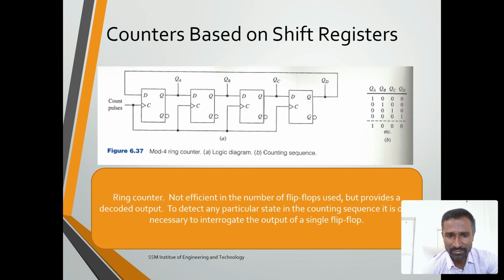So there is a 4 count here. This is actually called a ring counter. It is not efficient in the number of flip flops used, but it provides a decoded output. This is the counter. I'm explaining it here for a better understanding of shift registers, so I hope you understand the shift registers.